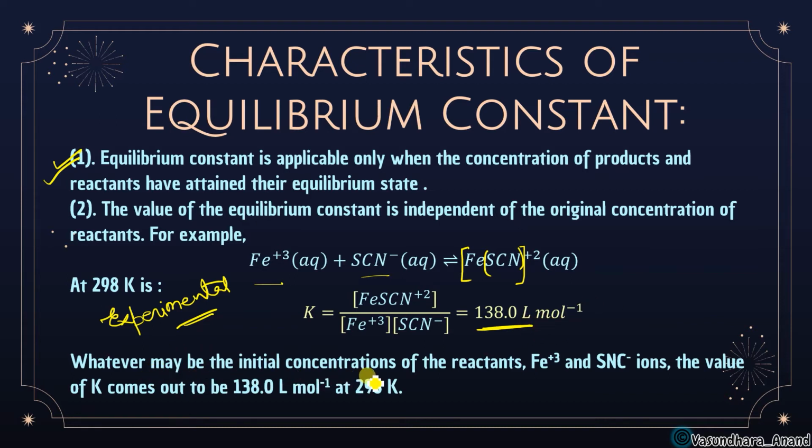Whatever may be the initial concentration, whatever you take, the value of K comes out to be 138 liter per mole at 298 Kelvin. If we take the equilibrium constant value at 298 Kelvin, this will be 138 liter per mole. Whatever initial concentration we take for this Fe+3 and SCN minus, it will change like this. Got it? So the simple point is that the equilibrium constant doesn't depend upon the initial concentration.